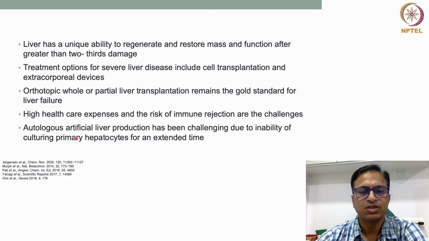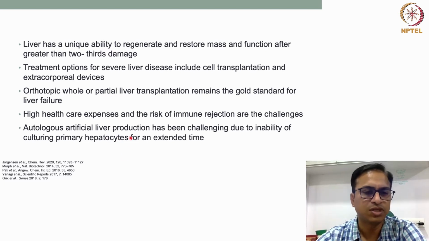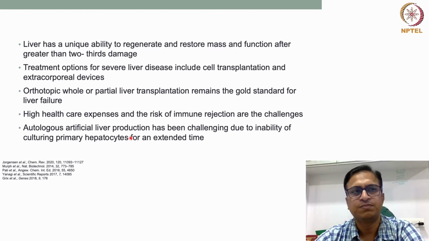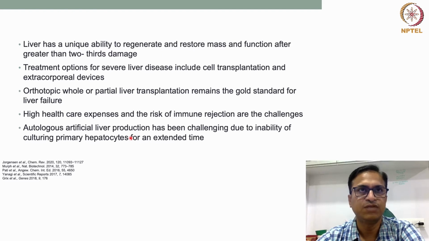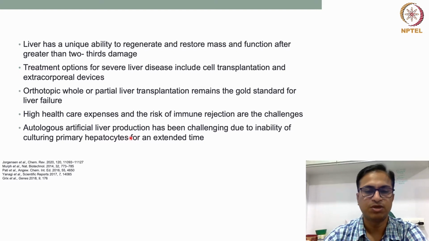Another option is autologous artificial liver products. There have been a few attempts to produce an autologous artificial liver, starting from the patient's own cells, to see if we can generate the liver tissue. But the main challenge of doing that is the primary hepatocytes. Culturing them for an extended period is very difficult. The primary hepatocytes cannot be cultured outside the body in vitro for a very long time, because they lose their phenotype and genotype, and they lose their function.